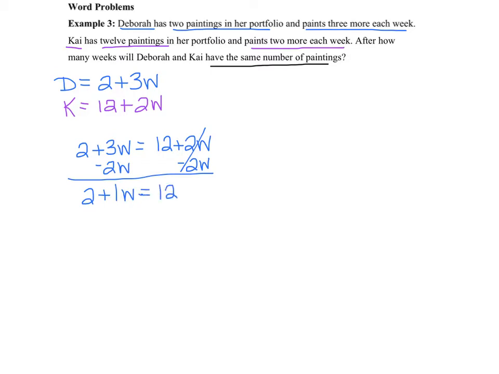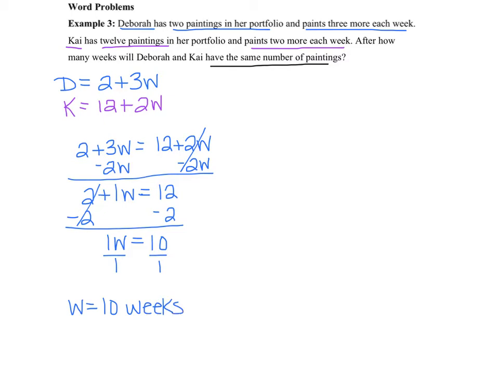Next step, we have a 2-step equation. Subtract 2 from each side. Those cancel. So 1W equals 10. Divide by 1. And W is equal to 10 weeks. And that is your answer.